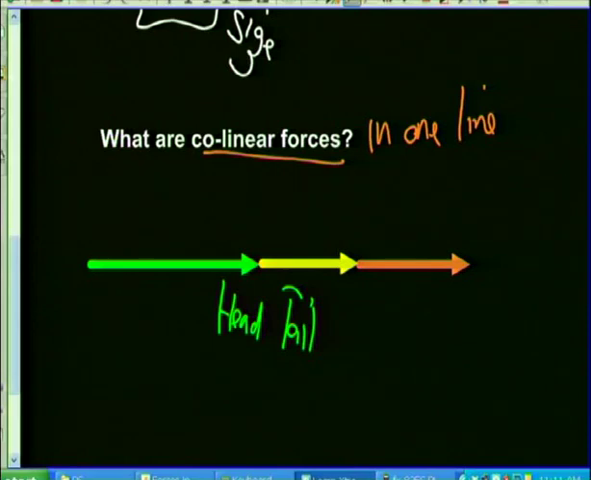And in this way, we can get a picture of what the overall effect of these three collinear forces would be. So even though they're parallel to each other, we can draw them so that they're in one line. Very important that you understand that. And we're going to use that idea quite a few times.